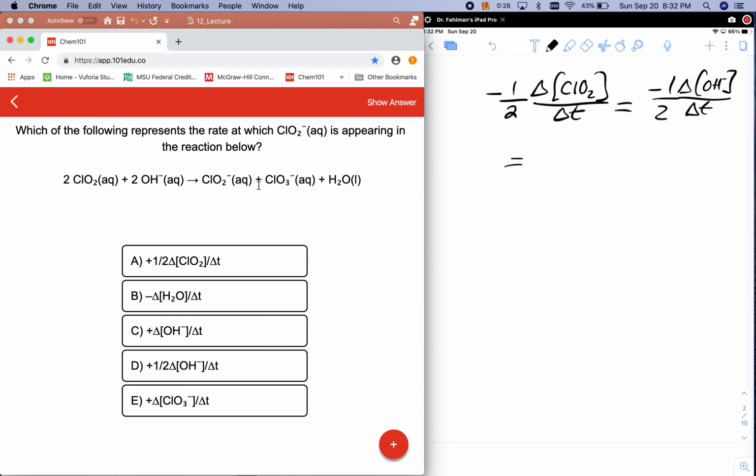And so now the products, we could say then that these are equal to, and maybe pause the video instead of me giving you the answer. Pause the video and see if you can come up with the expression for ClO2 minus, how that would look in terms of these expressions here. Okay.